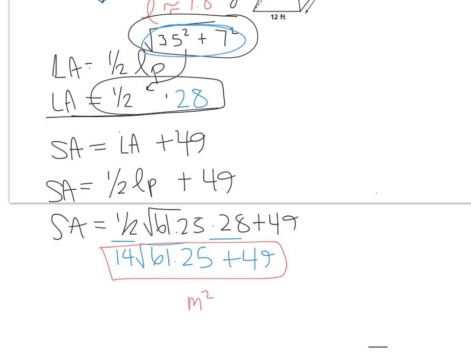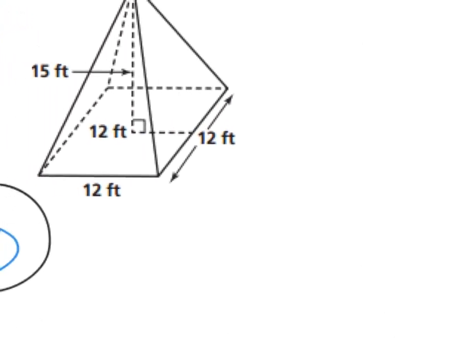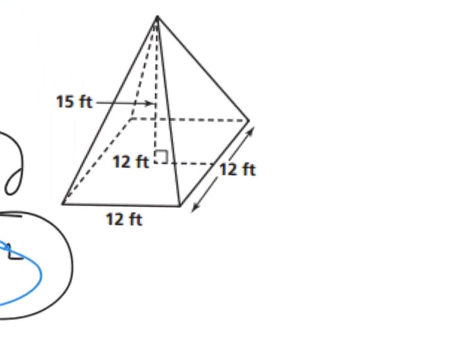Now let's do this one. Very similar. So the slant height is going to be this right here. So again, you're going to have this right triangle, but remember all the way across is 12, so this has to be 6 right here. So you're going to do the Pythagorean theorem with 6 squared plus 15 squared equals the slant height squared. So the slant height is the square root of 261.